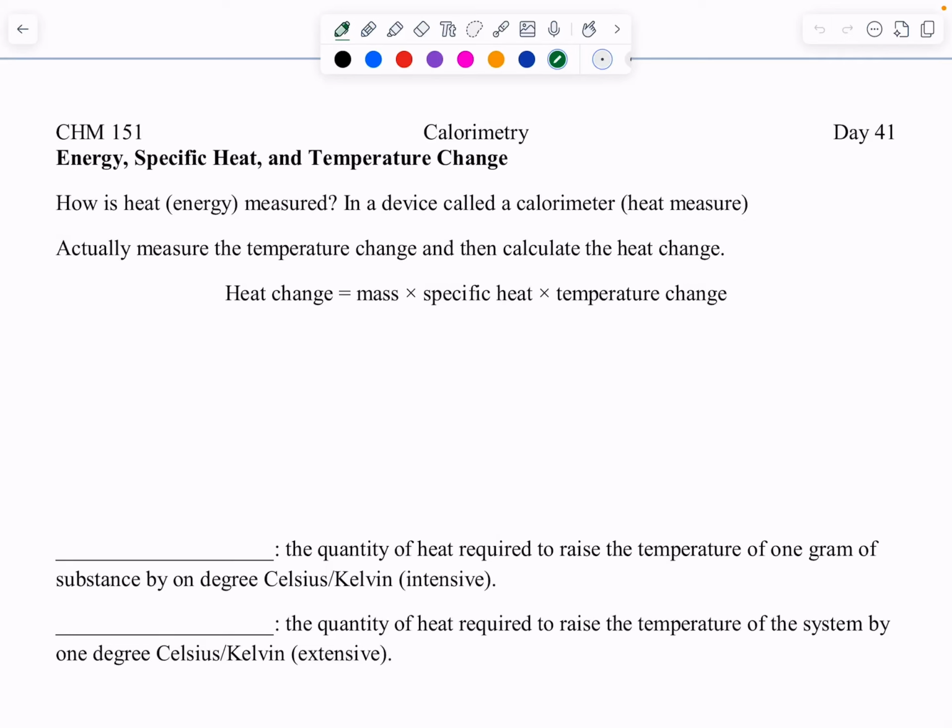We got calorimetry today. So we're going to talk about energy, talk about specific heat, and then obviously the change in temperature. So how is heat measured? All right. So how are we going to measure some heat? Well, calorimetry is what we do. Calorimeter. Okay. And so we measure temperature change, and then we calculate the heat change.